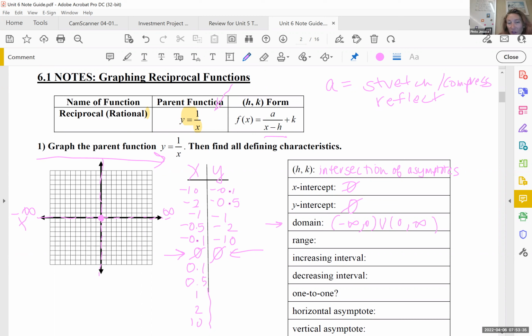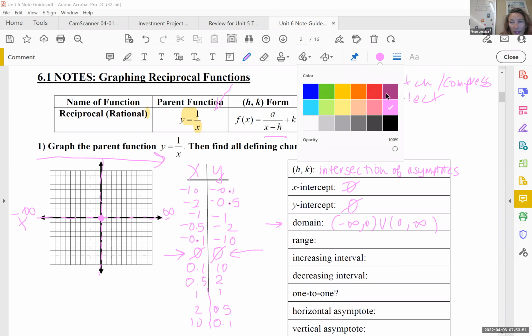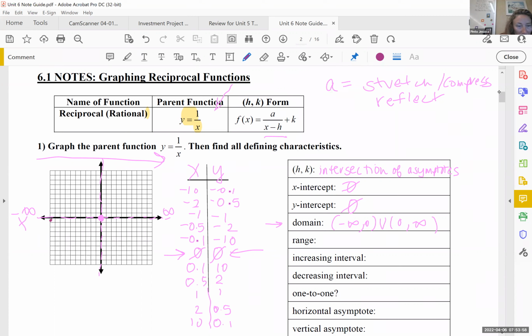Let's graph this function. We can plug in all these other values: -10, -2, -1, -0.5, and -0.1. So we've got a lot of symmetry with these numbers. I'll start by plotting -10, and I'll put these in a slightly darker shade. At -10, I'm at -0.1. So that's going to be about right here. That's my good estimate. Then at -2, I'm at -0.5. That's like right here.